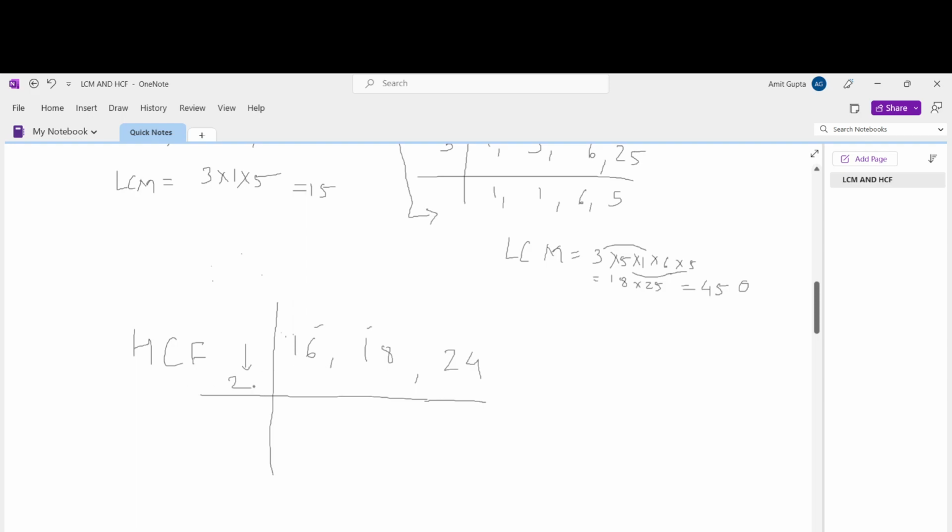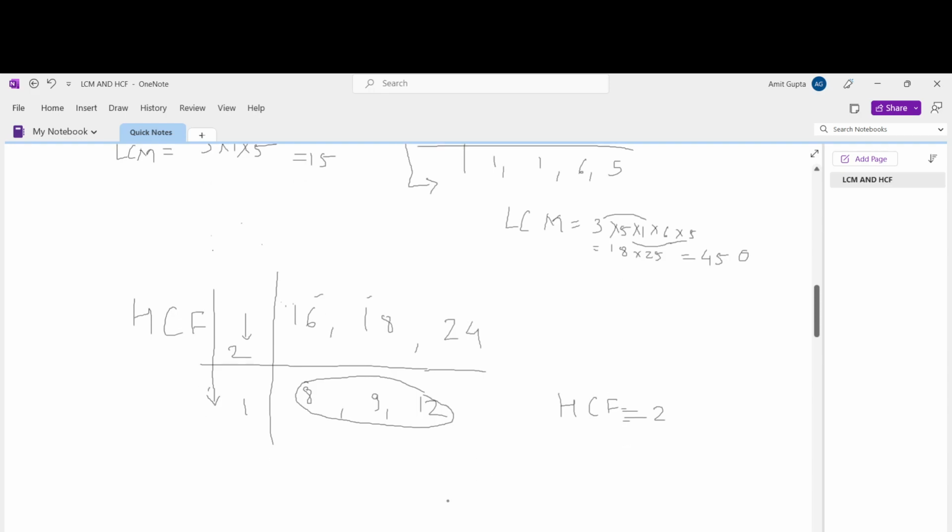So starting with 2, 2 8s are 16, 2 9s are 18 and 2 12s are 24. Here 8 and 12 are still divisible by 2, but since we are taking HCF, we need all the numbers to be divisible by a single number. So only one comes here which can divide all these numbers completely. So in HCF, we move only in the downward direction, taking the product of all the numbers in the downward direction. We do not take these numbers which we had previously taken while taking LCM. So HCF for 16, 18 and 24 will be 2. Let's take another example.